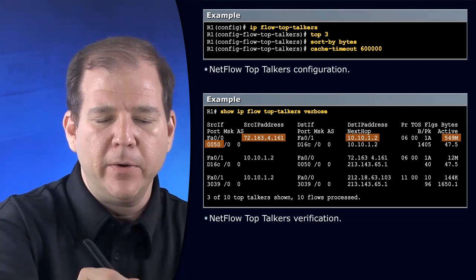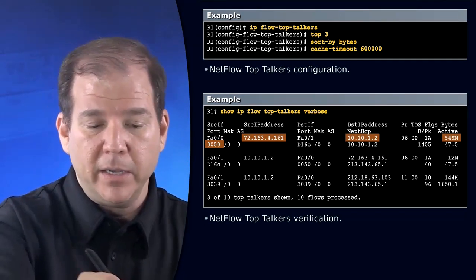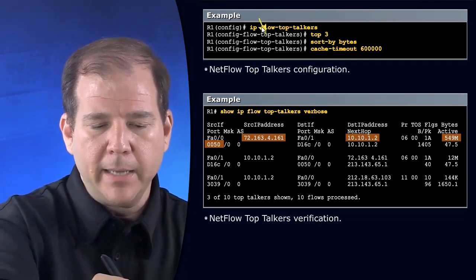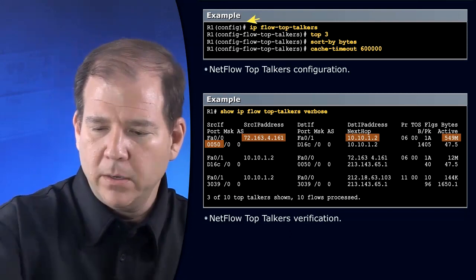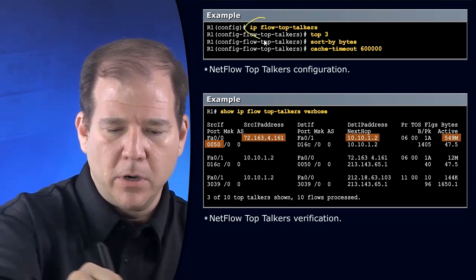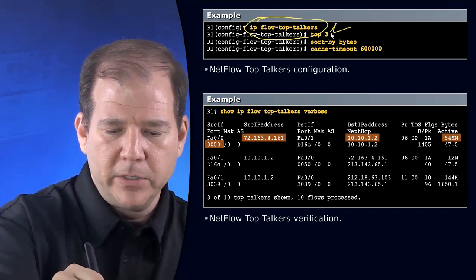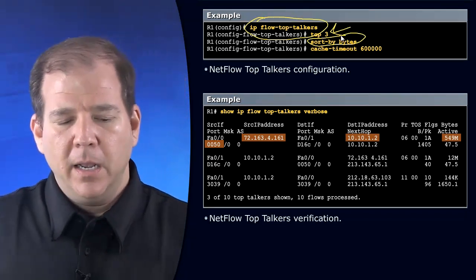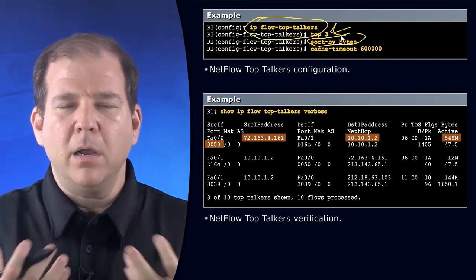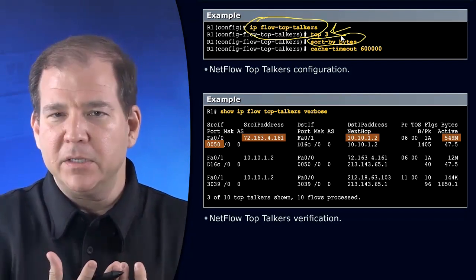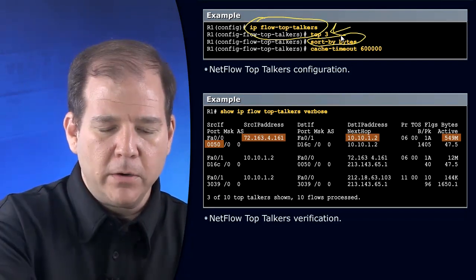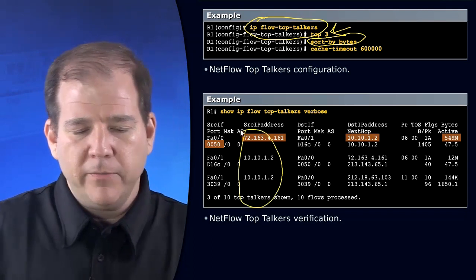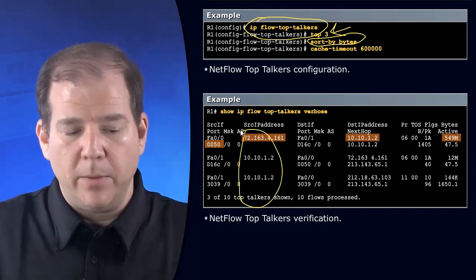output. Here we're configuring what we want NetFlow to be giving us. We're saying, I want to take a look at my top talkers. I want to take a look at the top 3 talkers, and I want to sort them by bytes. Who's sending the bulk of the data into this network? And I see the top 3 talkers here in the output of the show ip flow top-talkers verbose output.